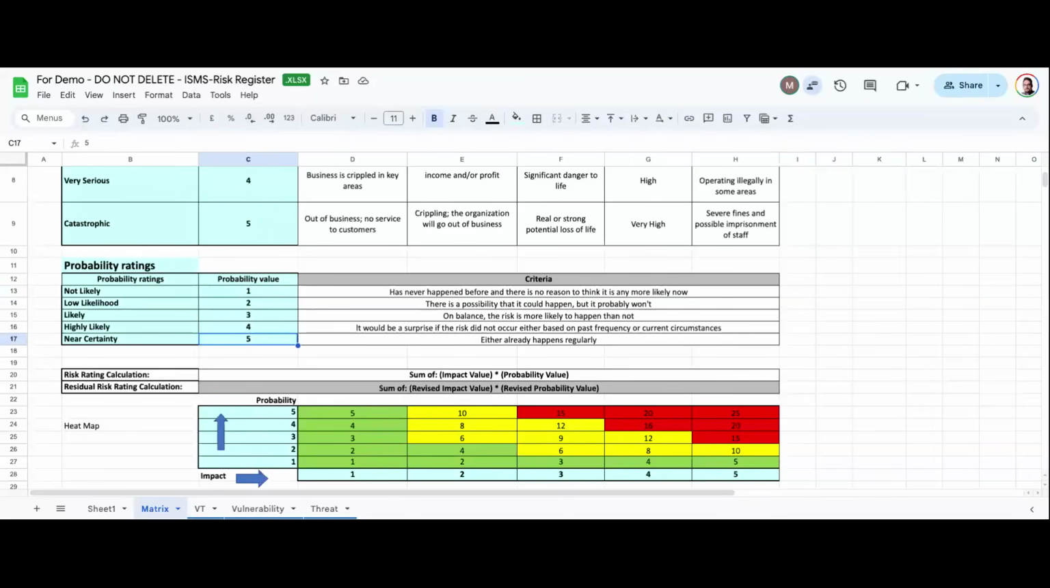I'll go for the probability of having a lot of workers. Definitely, there might be something possible to happen. So I'll go for 5 as well.